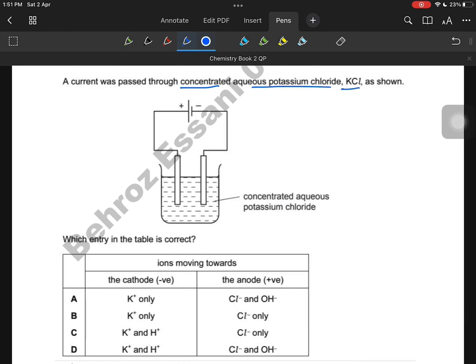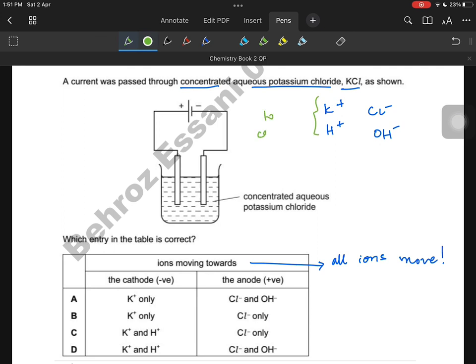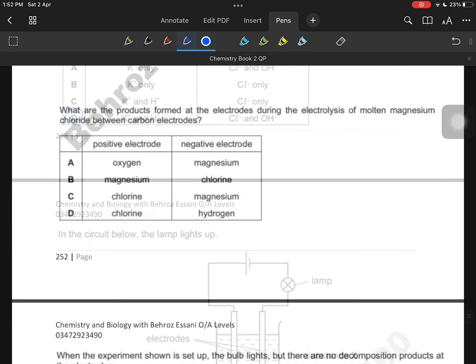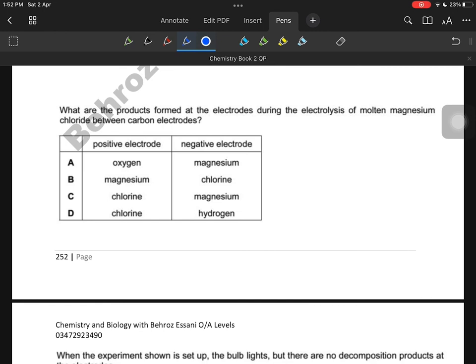It says a current was passed through concentrated aqueous potassium chloride. So it's going to have potassium ions, chloride ions, H plus and OH minus. The question is asking which entry in the table is correct. Ions moving towards. Now guys, remember, all ions move. It's not like they don't move. They all move, but it's just a matter of discharging. So when they're talking about moving, please consider all the ions. All the cations go to the cathode regardless of their position. All the anions go to the anode regardless of their position. It's only the discharge, so the answer was D for that one.